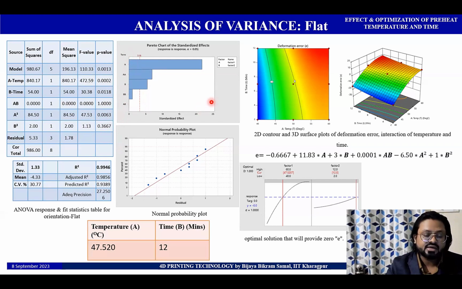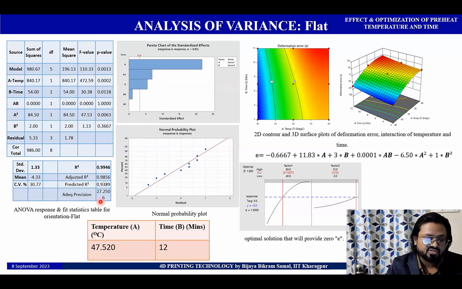This ranking we can see in the Pareto chart. In the Pareto chart, the most important process parameter is the first one, A, that is temperature. Temperature is the most important process parameter, then comes its square term, temperature into temperature, and then comes time. So this is the ranking of the most important process parameters affecting the output, that is, the deformation error. We can also see the normal probability plot, and the values we have got as our output are close to the probability line.